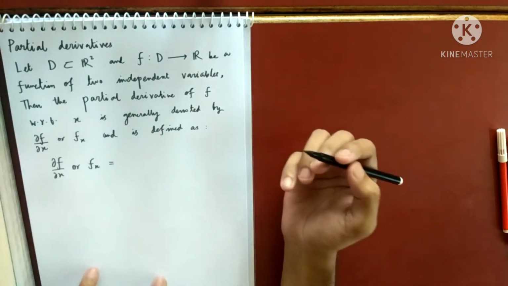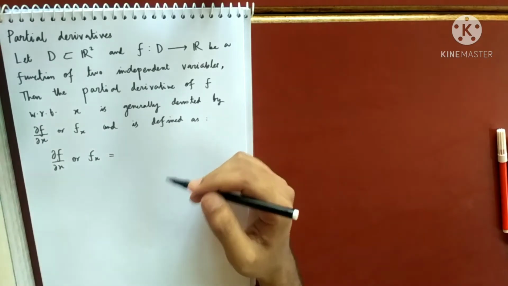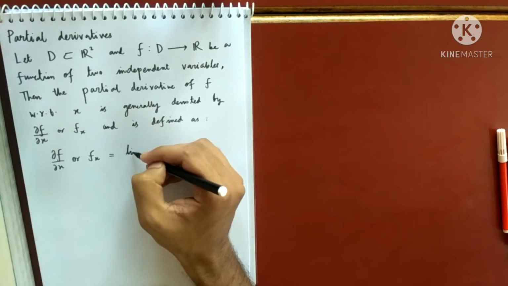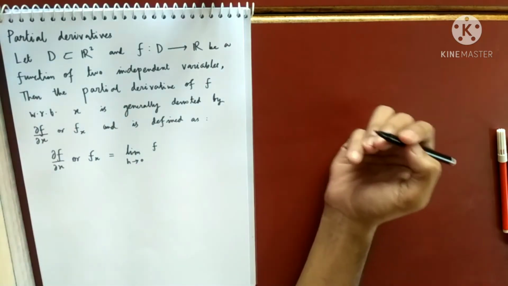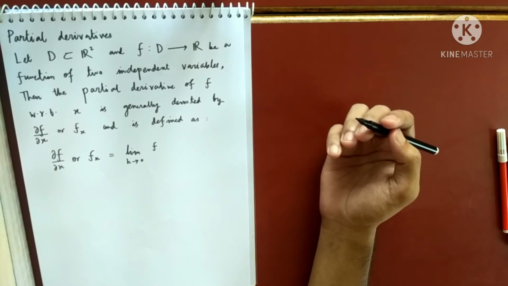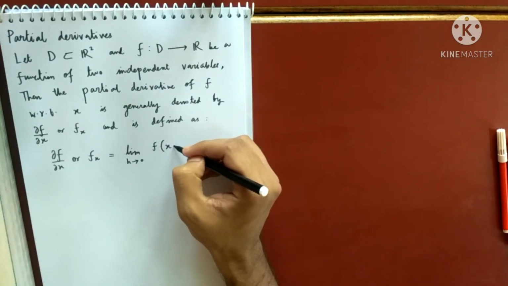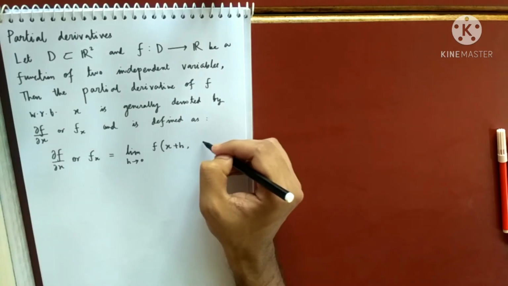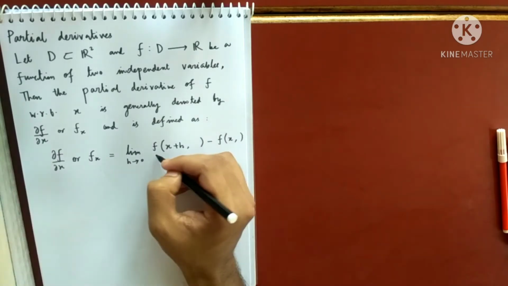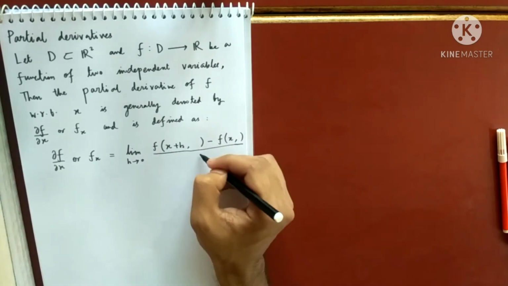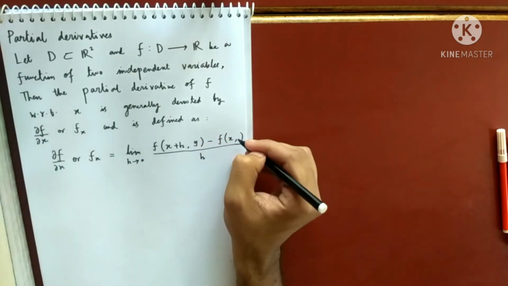So remember the definition of derivatives, which is known as differentiation using first principle, or the actual definition. It was the limit as h tends to 0 of f(x plus h) minus f(x) by h. But because it is a function of several variables, you write f(x plus h, y) minus f(x, y) by h. This is the definition of the usual derivative, but here I am keeping the second variable fixed.